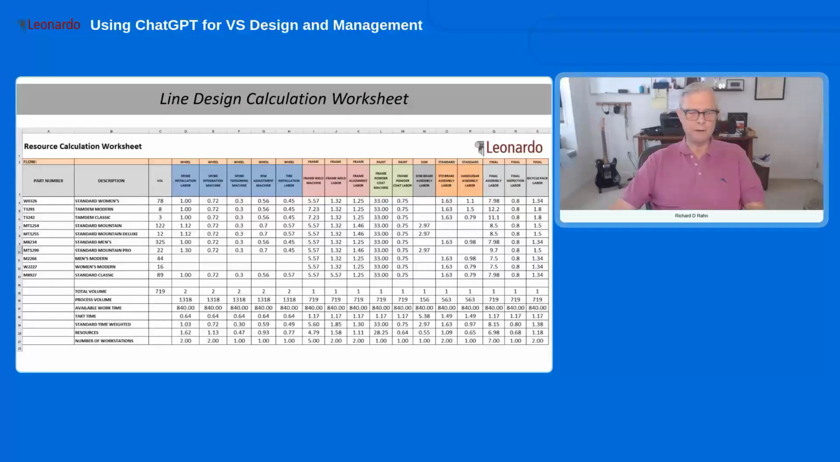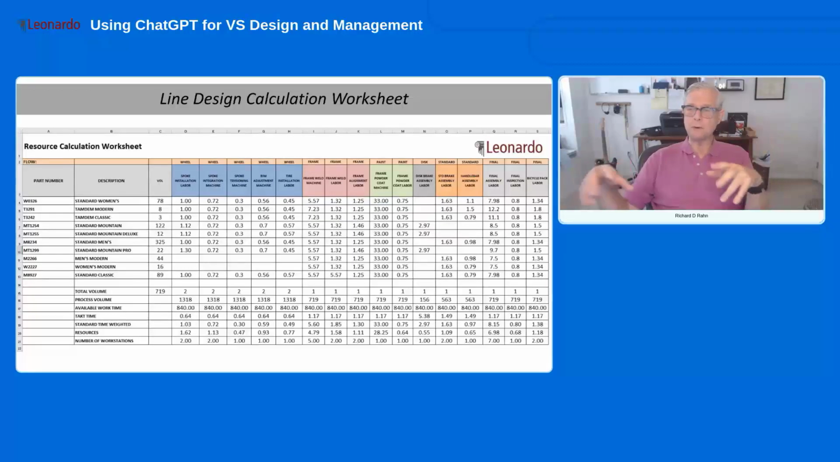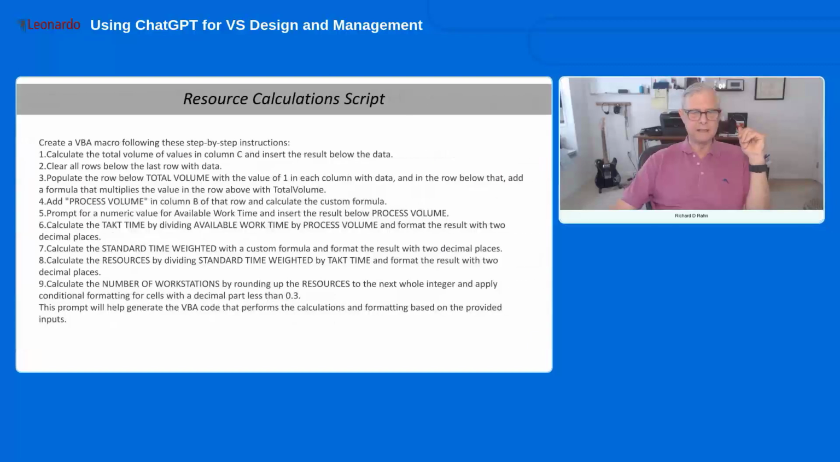The final row here is how many workstations, if this is assembly, workplaces or workstations, do we need? We can't have 1.62, we would have to have 2, right? So this would, again, determine how many physical locations we're going to actually have in our line design. Great, so that's that.